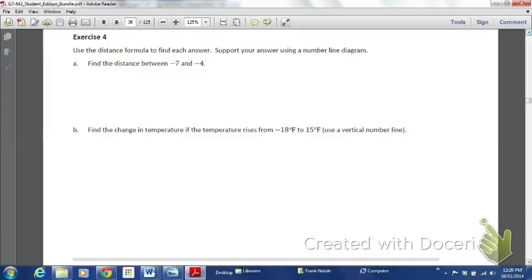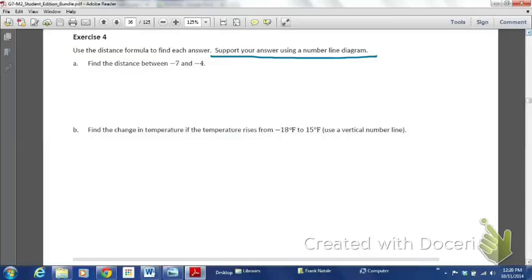Okay, so the first one asks you to use the distance formula to find each answer. Support your answer using a number line diagram. Okay, you know, if you're asked to do something like this on any kind of assessment, you need to do it. Okay, it's not there just for you to look at and ignore. Okay, you need to do it.